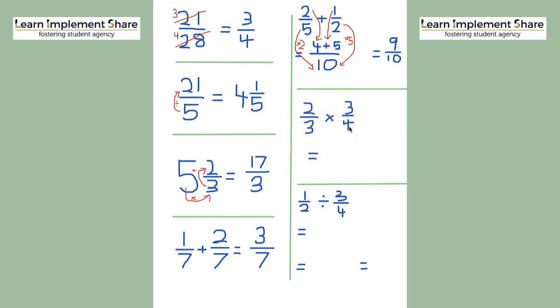When we multiply fractions, we simply multiply the numerators to get the new numerator and the denominators to get the new denominator, but it is a good idea to cancel first. And that's why when we cancel 2's into 2 and 4 and 3's into 3 and 3, we end up with 1/2.